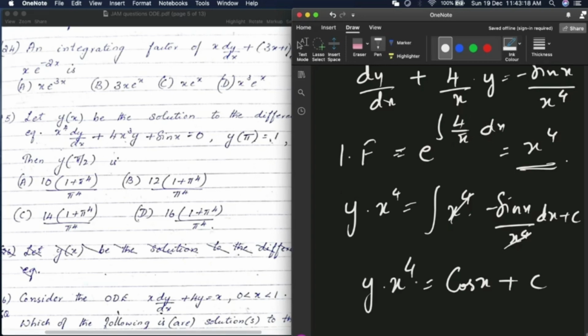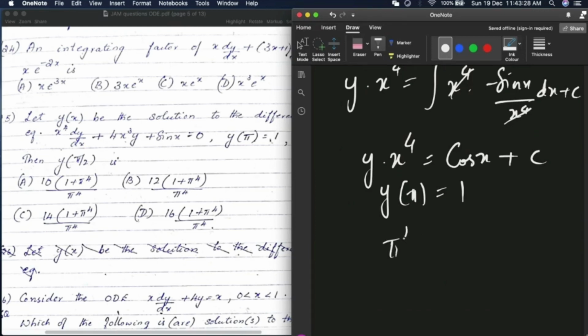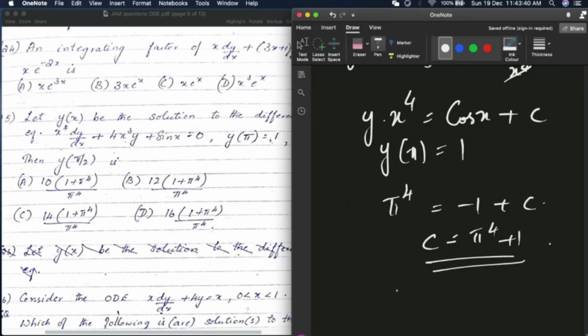y into x raised to 4 is equal to cos x plus c, and c you have to find out. y of pi is given. So pi raised to 4 is equal to cos pi, which is minus 1, plus c. So c is equal to pi raised to 4 plus 1. So your y into x raised to 4 is equal to cos x plus pi raised to 4 plus 1.